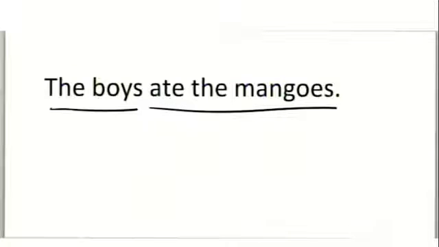The boys ate the mangoes. Good. If you look at this clause, we said a clause has a subject and a predicate. What is the subject here? The boys. Because it is performing the action of the main verb in the sentence. And what is the predicate? Ate the mangoes. The predicate is from the main verb to the end of it. So we have our subject, the boys, which is a noun phrase. And then we have our predicate.